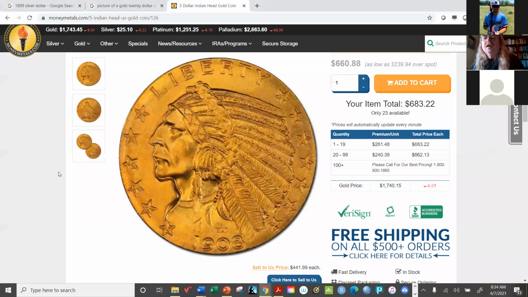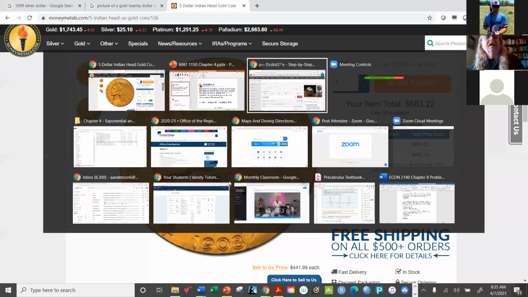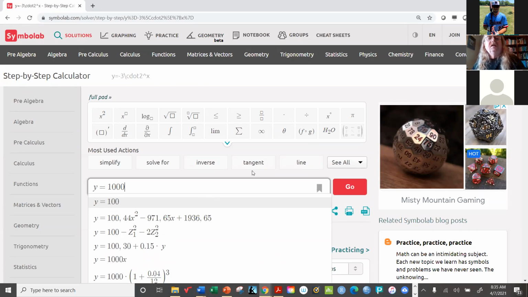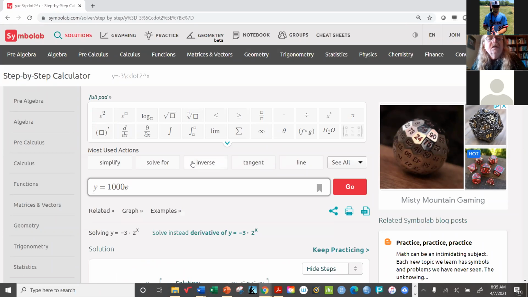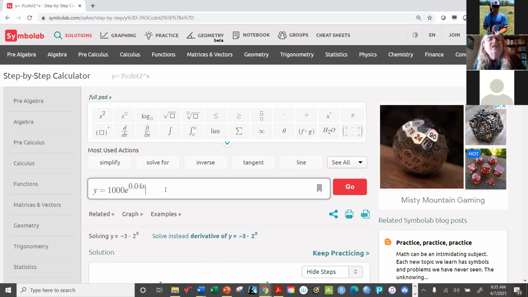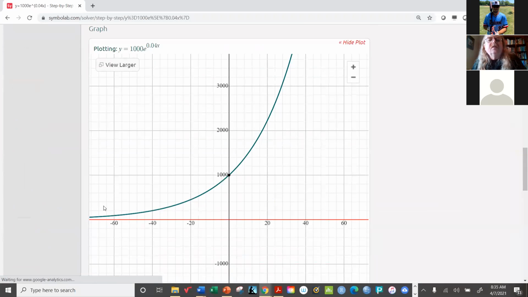All right, so we have A equals 1,000 e to the RT. All right, so let's call it, let's see, we started with 1,000. And then we have e to the 0.04 x. I'm not sure if Symbolab, I guess it could use t's, but I'm not positive. So I don't want to push my luck. I'll just leave it like this and let's see what it looks like. So we know it'll grow slowly at first.